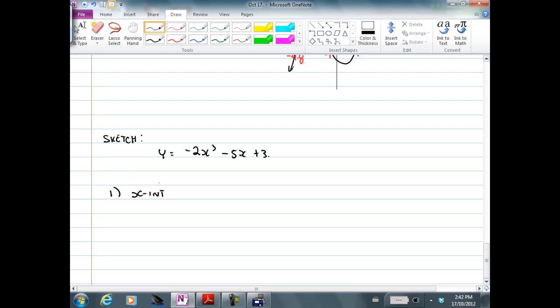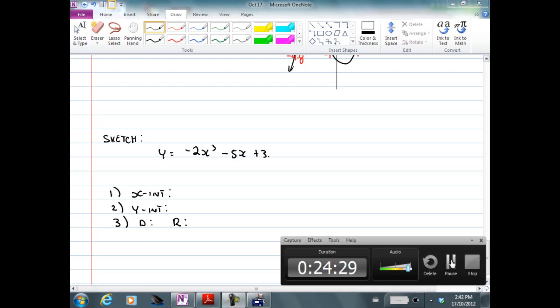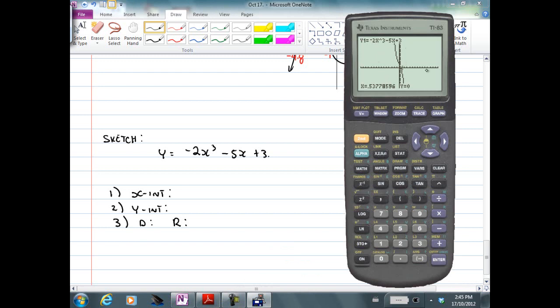After this, I'll show you how to do it precisely. 2, the y-intercept. 3, I want you to tell me my domain and range. We're playing the guessing game first, and then after that, I'm going to show you a new function on how to find it more accurate and more precise. There is a button that tells you your x-intercept, but not domain and range. So I'm going to pause it, and I walked around, and this is what you should have as your graph. So I'm going to draw this out right now.